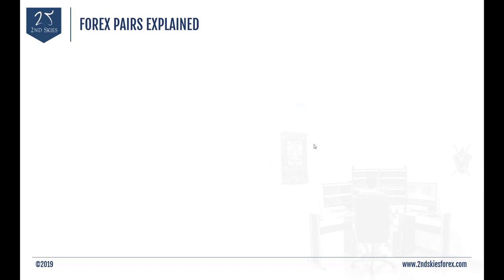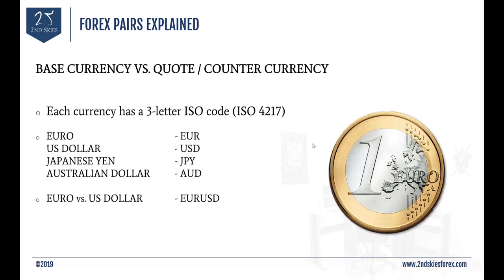Okay, so what it basically comes down to is you have two ways to look at this. There's really one way to look at it. You have a base currency, and you have another currency which is called the quote, or sometimes called the counter currency. Every currency for every country has a 3-letter ISO code, and that's the term for ISO 4217.